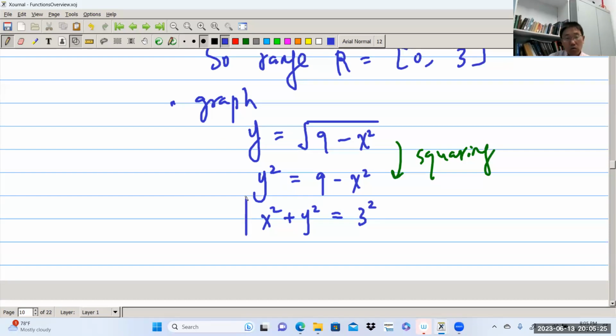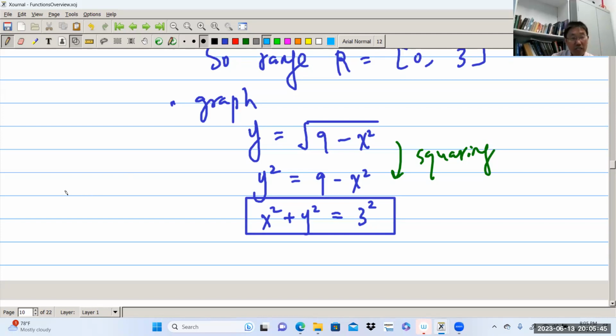Do you know what's the graph of this equation here? x squared plus y squared equals 3 squared. Are you guys familiar with that equation? This is the graph of what? Of a circle, right? Did you learn this? So it's a circle, okay? So the graph is a circle.